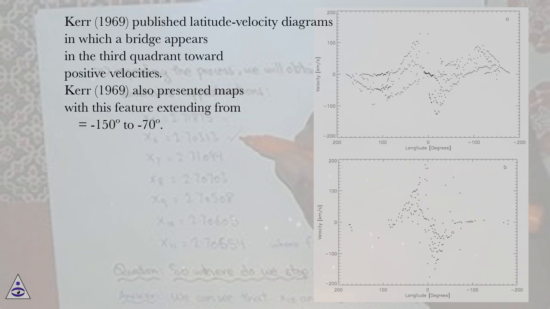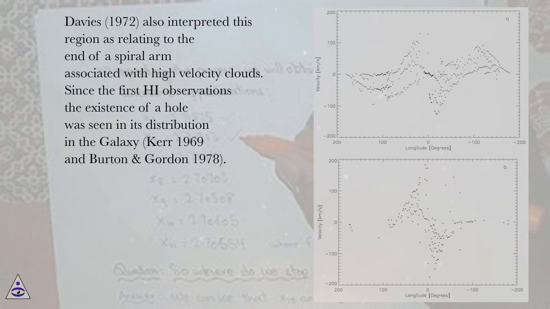Kerr, 1969, published latitude velocity diagrams in which a bridge appears in the third quadrant toward positive velocities. Kerr, 1969, also presented maps with this feature extending from L equals minus 150 degrees to minus 70 degrees. Davis, 1972, also interpreted this region as relating to the end of a spiral arm associated with high-velocity clouds. Since the first HI observations, the existence of a hole was seen in its distribution in the galaxy, Kerr 1969 and Burton and Gordon 1978.